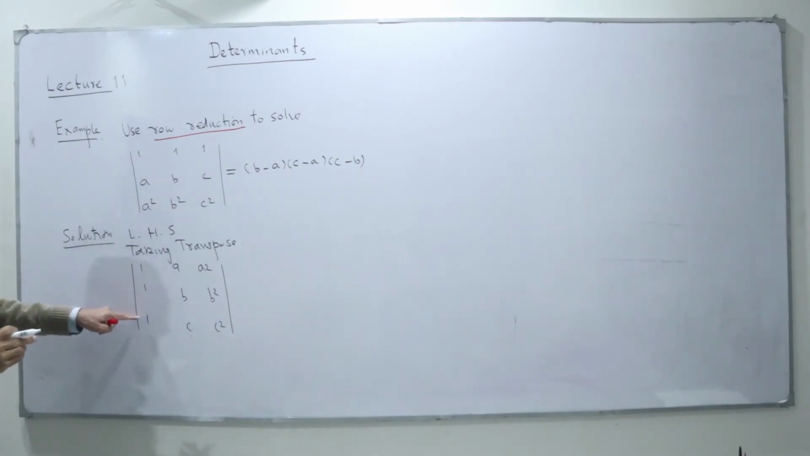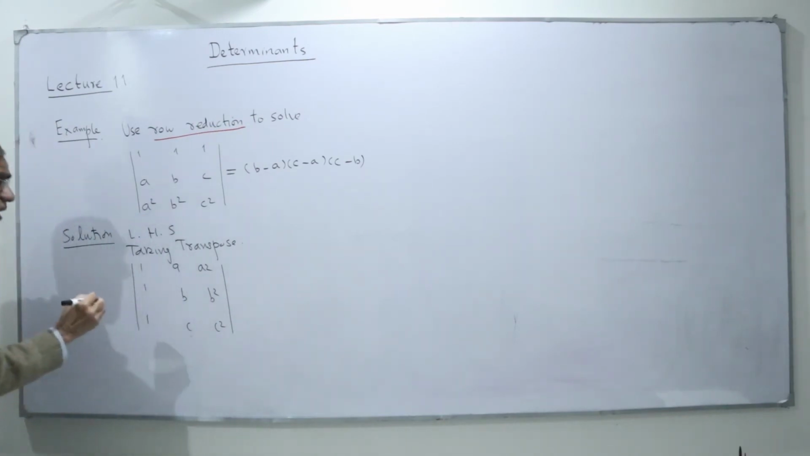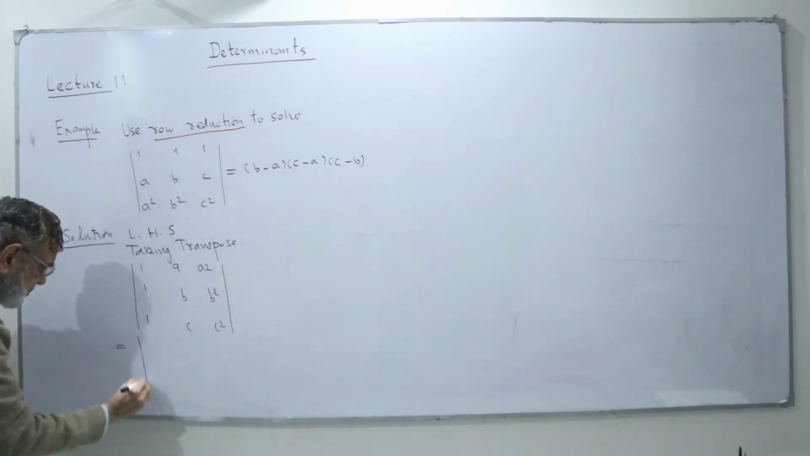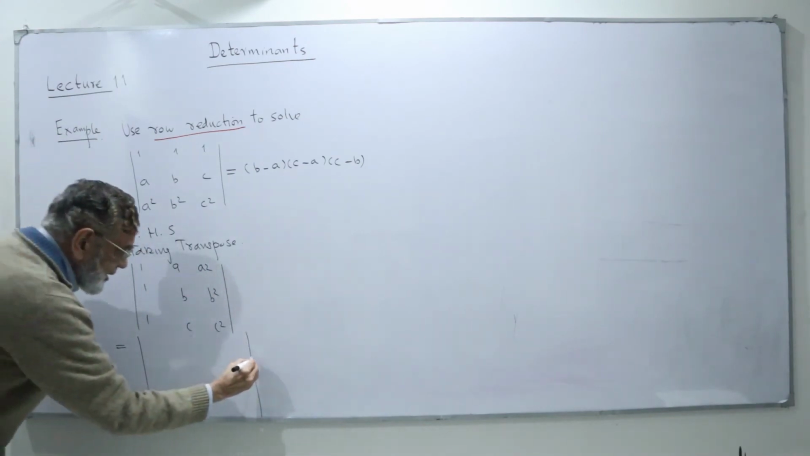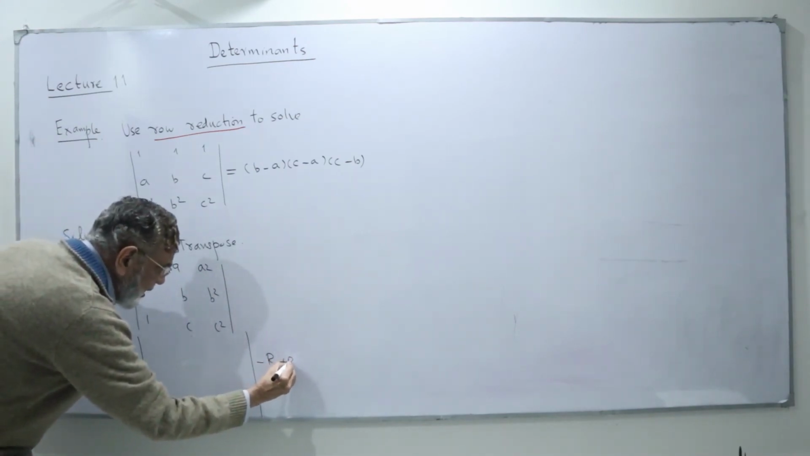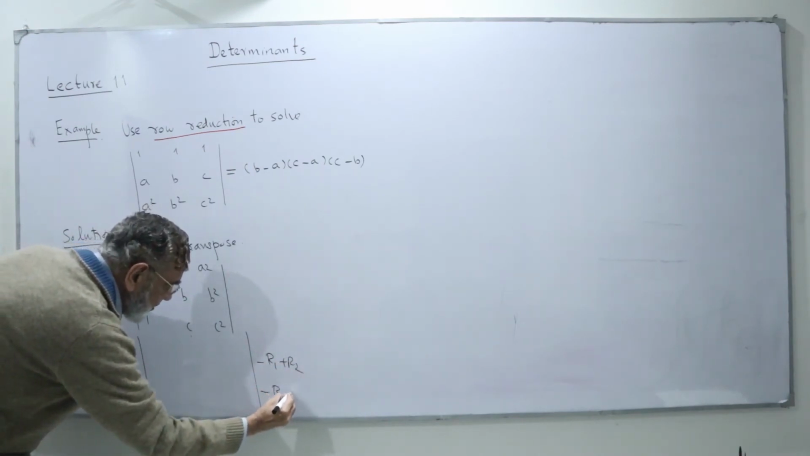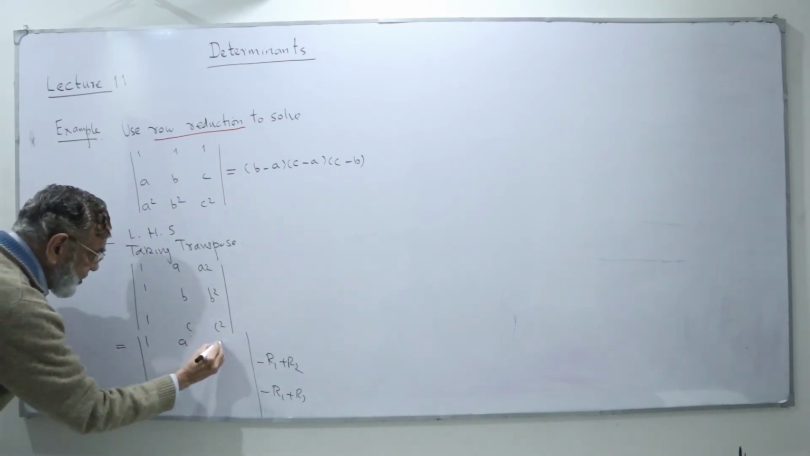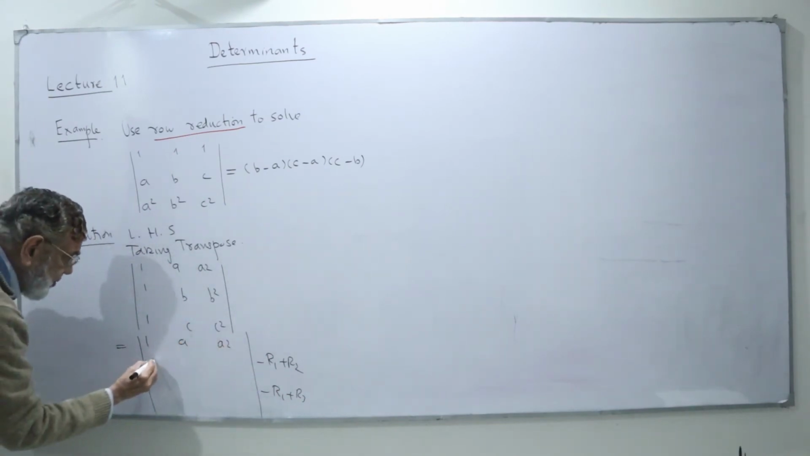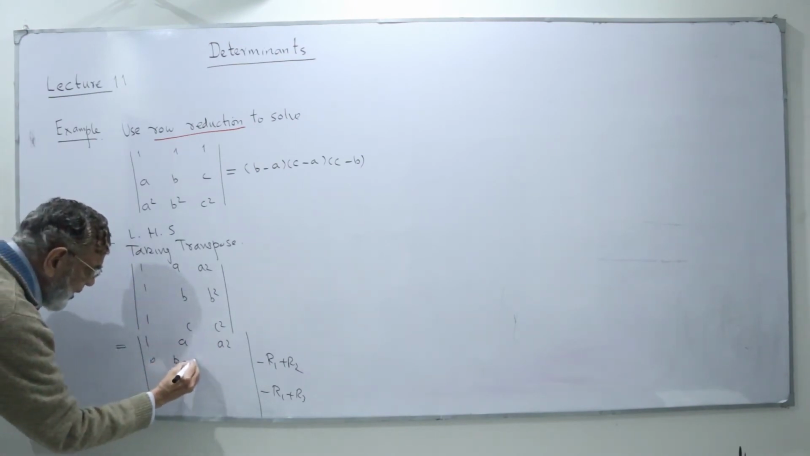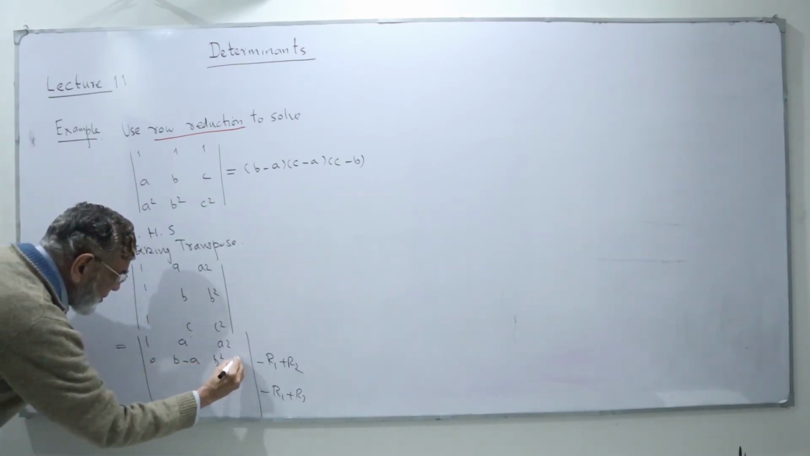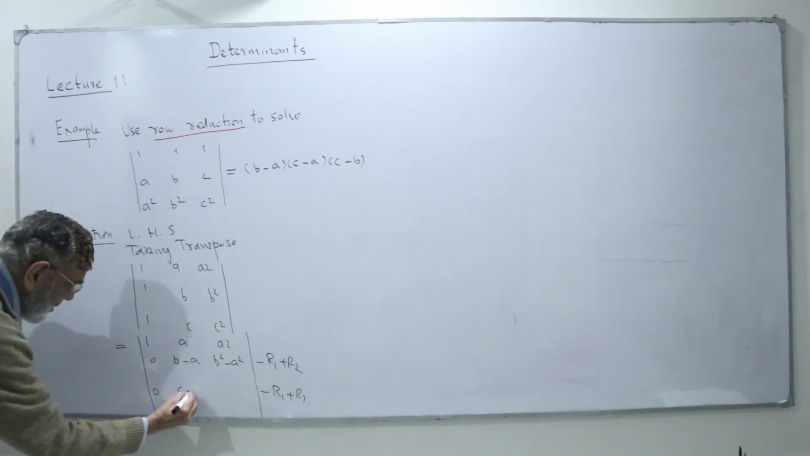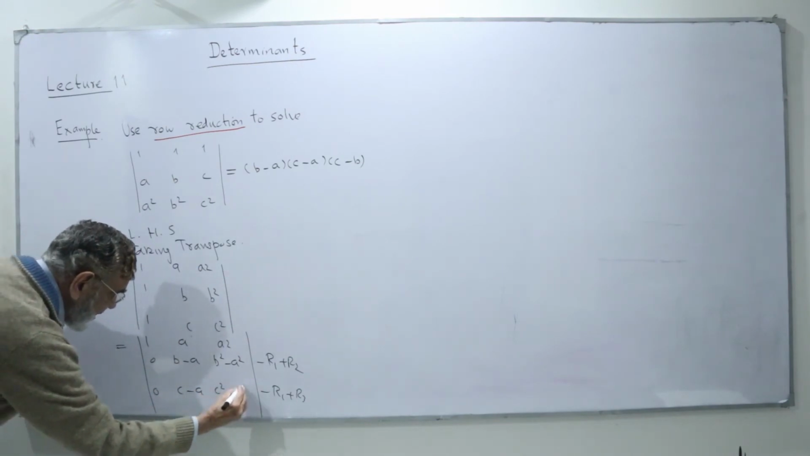To do this, we make this one 0 and this one 0. So to make these two zeros, we take the next step. I take minus R1 plus R2 and minus R1 plus R3. So my first row is 1, A, A square. Then we have 0, B minus A, B square minus A square. Then adding to this one, we get 0, C minus A, C square minus A square.